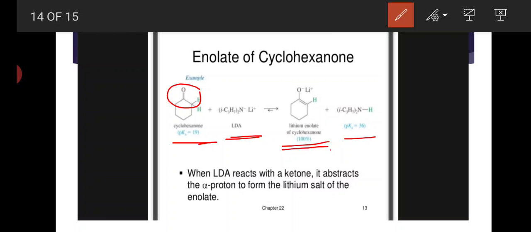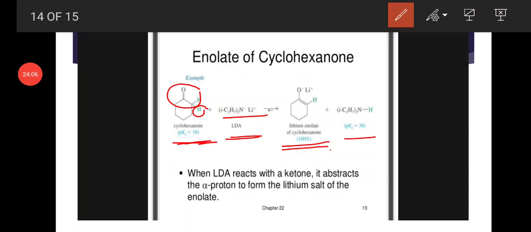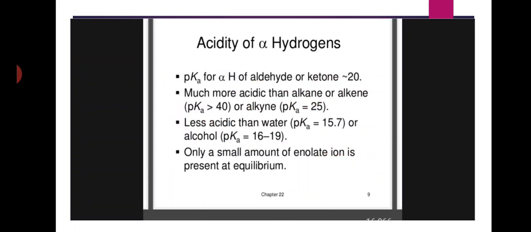When LDA reacts with a ketone, it abstracts the alpha proton to form the lithium salt of the enolate. Here LDA means this one, and the ketone is cyclohexanone. LDA reacts with the ketone and abstracts the alpha proton from here to form the lithium salt of the enolate. This is the enolate of cyclohexanone. Okay, students, this is about today's session. We will discuss briefly.